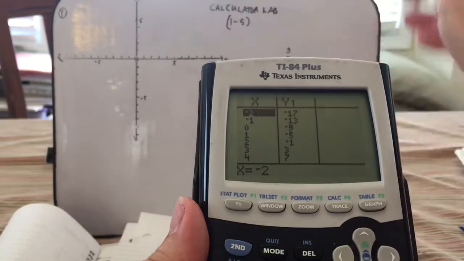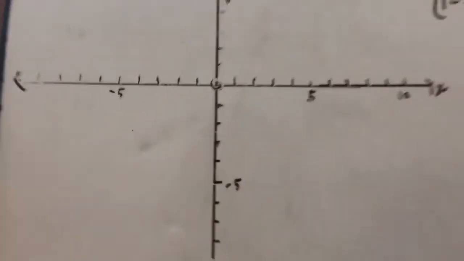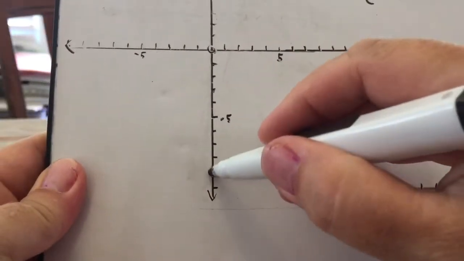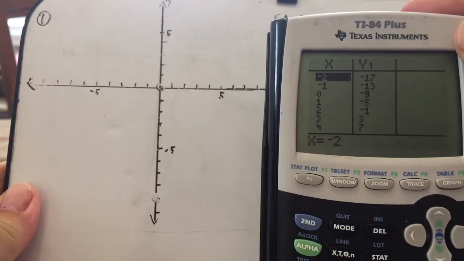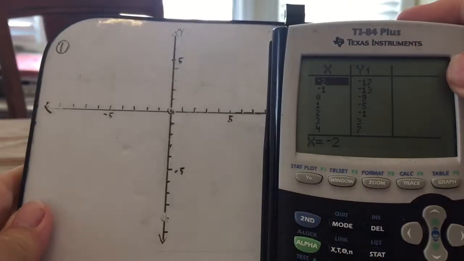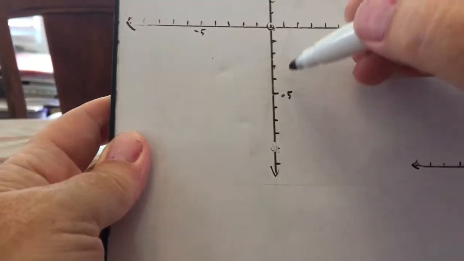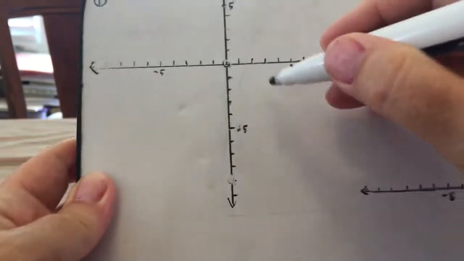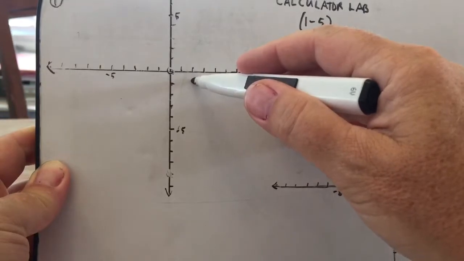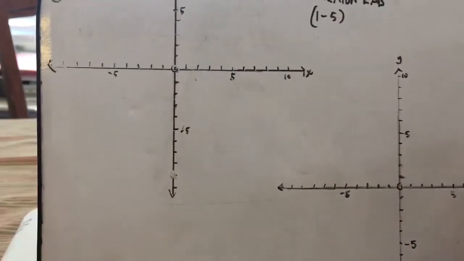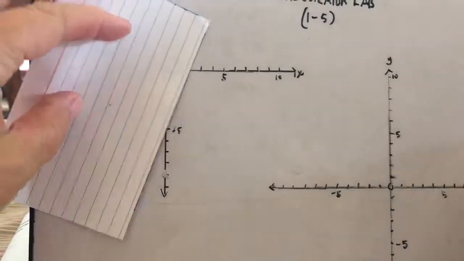So there's a point at -9. Okay, it also tells me when x is 1, it's -5, and when x is 2, it's -1. And then I can take my ruler and I can connect those.